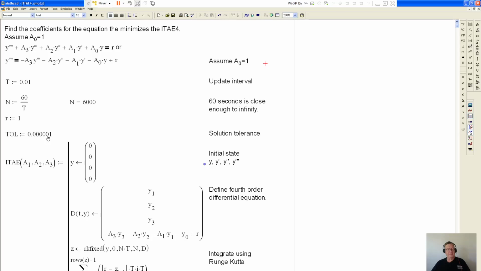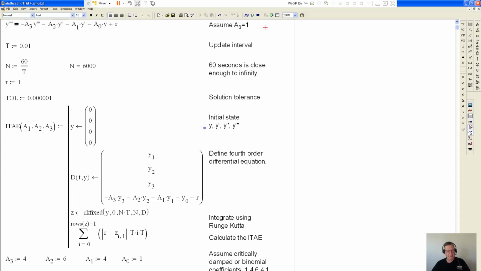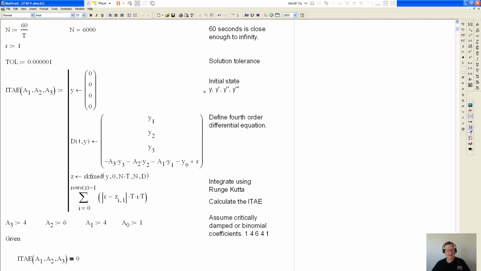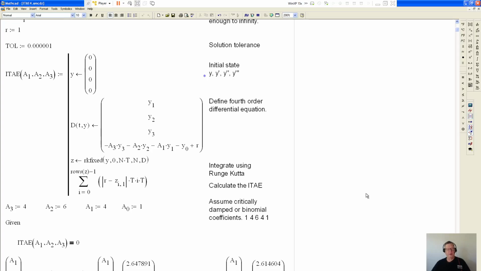This is the tolerance, and what it's going to do is iteratively try to calculate or find the minimum. We'll never get to a 0 error because you always start out with an error of 1. But one of the nice things about the integrated time absolute error is it doesn't weight the initial errors very highly, as opposed to other forms like the integrated absolute error.